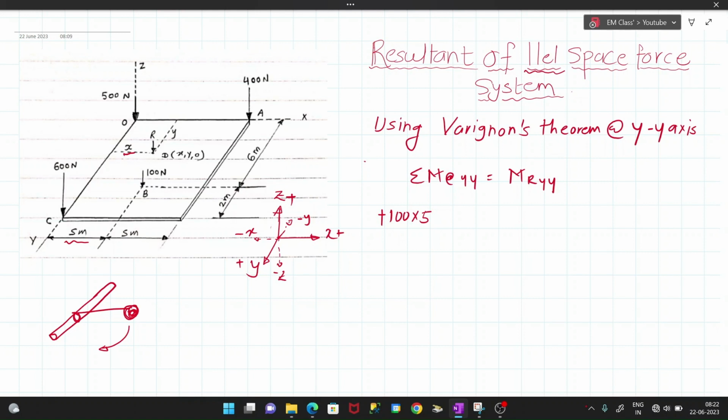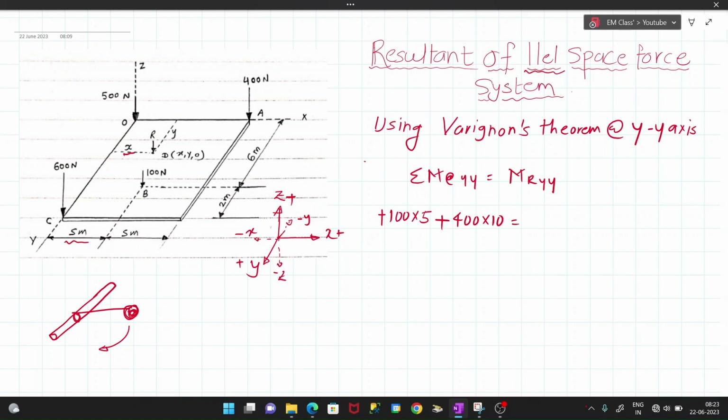Similarly, about the 400 Newton, how can we have the moment of this force about this axis? Now see, 400 Newton, how much distance away from the y-axis? Along the x-axis, it is 5 plus 5, 10 meter. And it is again going downward, so it is creating a clockwise moment. So plus 400 into 10. Are you getting?